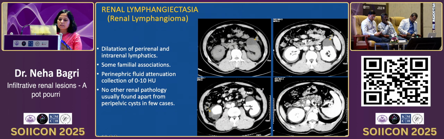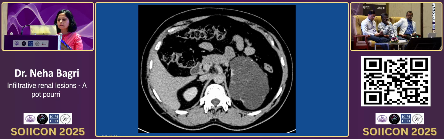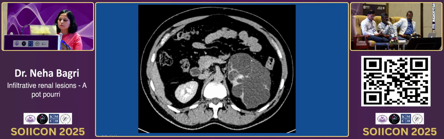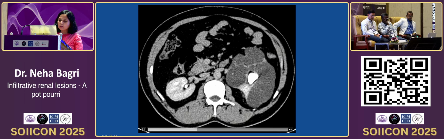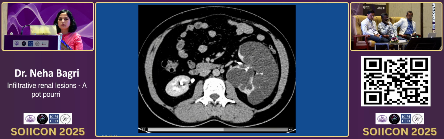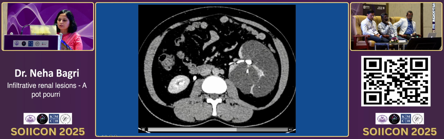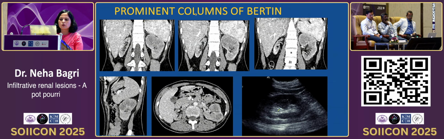Another is renal lymphangiectasia, dilatation of perirenal and intrarenal lymphatics. They might have some familial association. These are perinephric fluid collections of 0 to 10 HU attenuation, and no other renal pathology is usually associated. This was a young male who presented to us with an incidental finding on ultrasound abdomen, and CT showing multiple fluid filled areas in the kidney, completely infiltrating the left kidney, and this was renal lymphangioma.